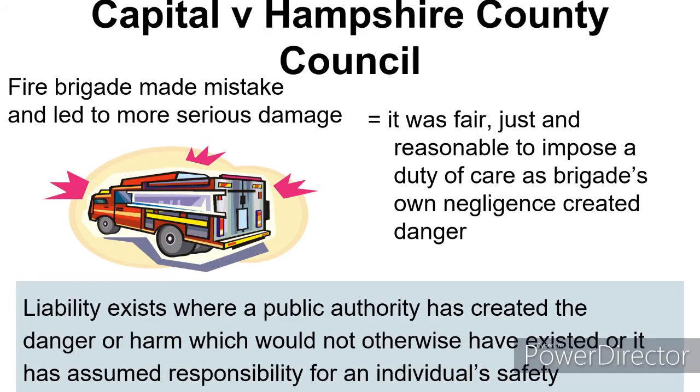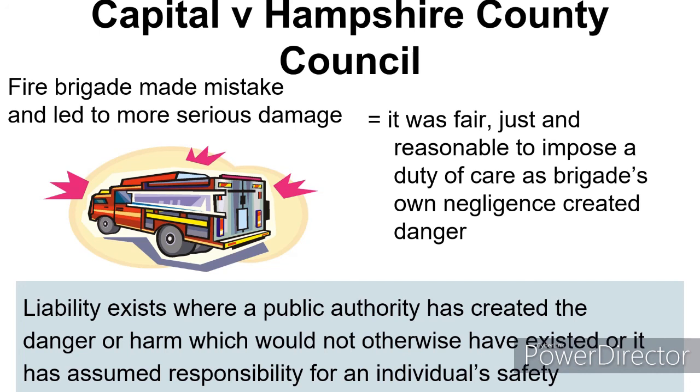A case that illustrates this idea is Caparo versus Hampshire County Council. In this case, the fire brigade were dealing with a fire and they accidentally turned the sprinklers off. So clearly there was more damage to the building because the sprinklers had been turned off. The fire brigade did a positive act: they turned the sprinklers off. The court held that it was fair, just and reasonable to impose a duty of care on the fire brigade because they created the additional danger.